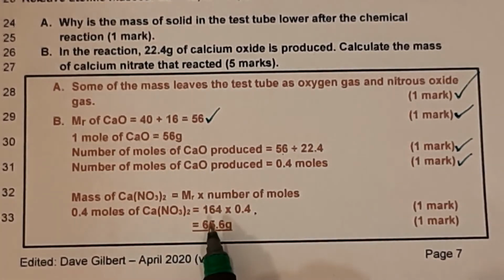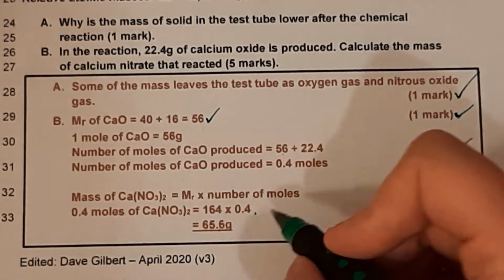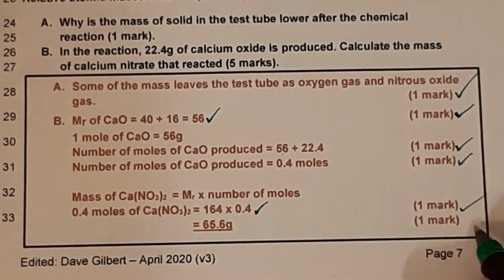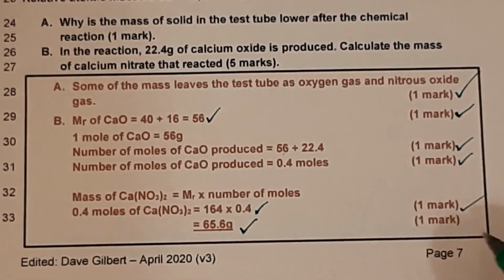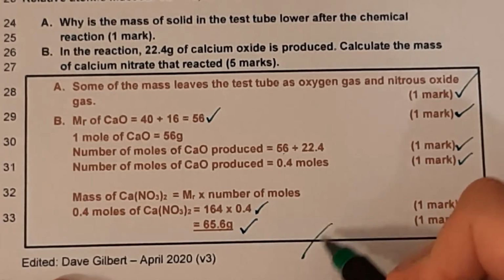Okay, so 164 multiplied by 0.4, that is worth a mark. So you get your mark here, and that adds up to a total of 65.6 grams, which gives you your final mark. So that was marks out of 6.